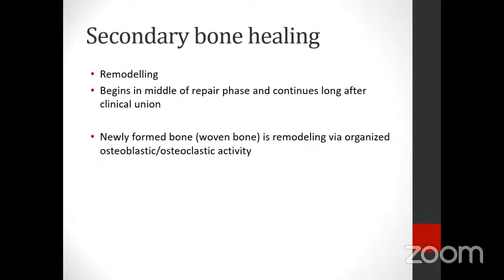The third and the last phase of secondary bone healing is the remodeling one. And it begins in the middle of the repair phase, and it continues further later after the clinical union. The newly formed bone, which we call the woven bone, is remodeled and reorganized by the osteoclastic activity balanced against the osteoblastic activity.